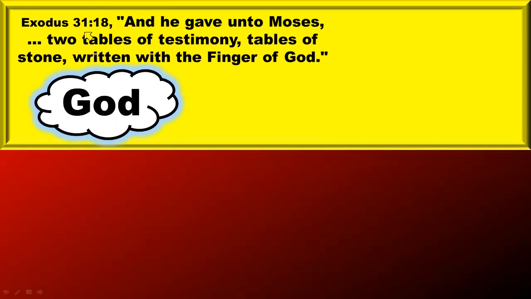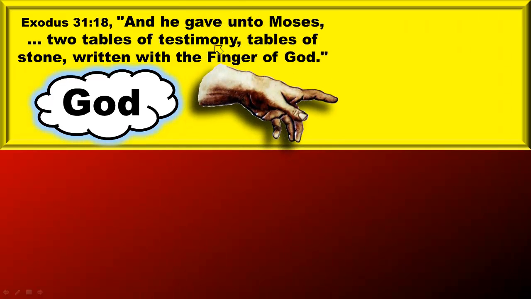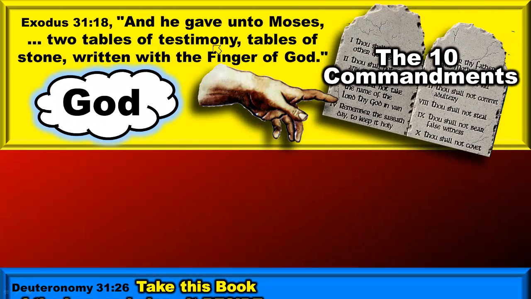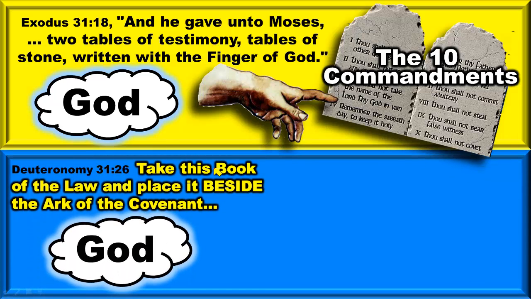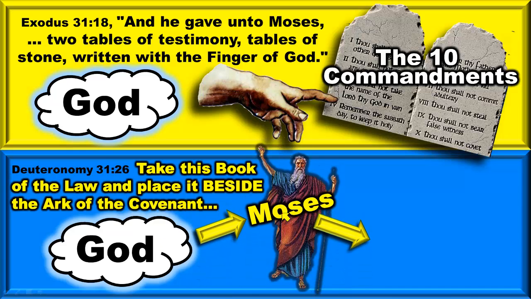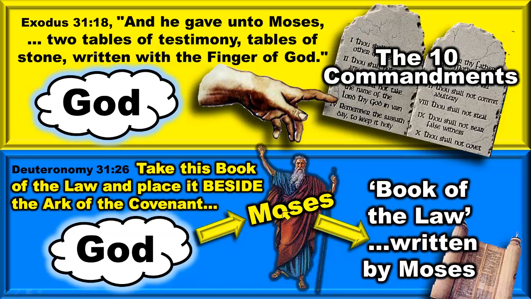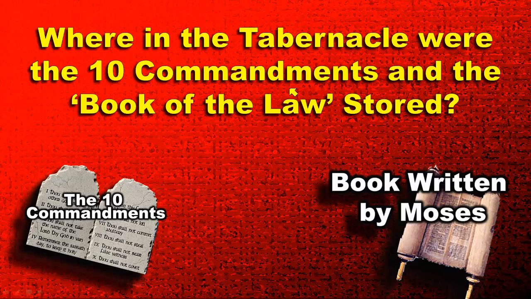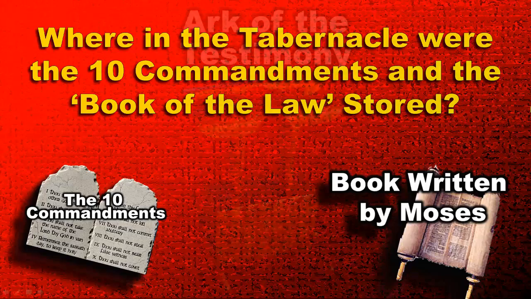We read in Exodus 31 that he gave Moses 2 tablets of the testimony written by the finger of God, the 10 Commandments. In Deuteronomy we read, "Take this book of the law and place it beside the Ark of the Covenant." God gave to Moses the words that he wrote in the book of the law, and the book was written by Moses. These are 2 different things. So where in the tabernacle were the 10 Commandments and the book of Moses stored? I've already told you that.